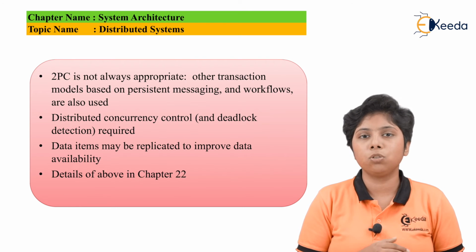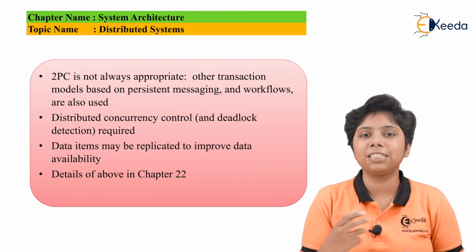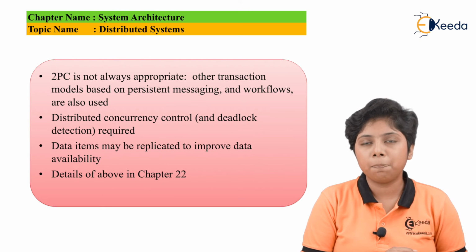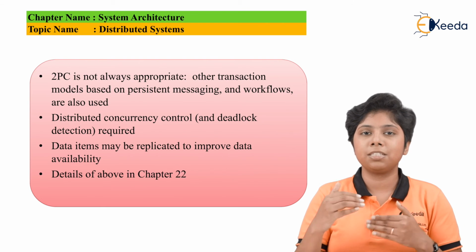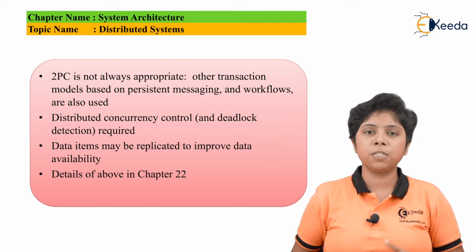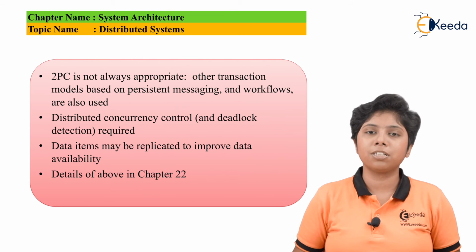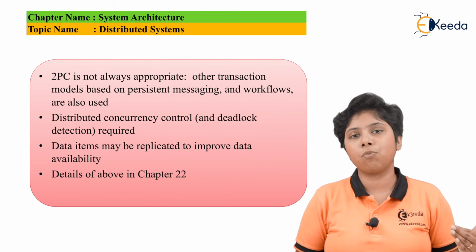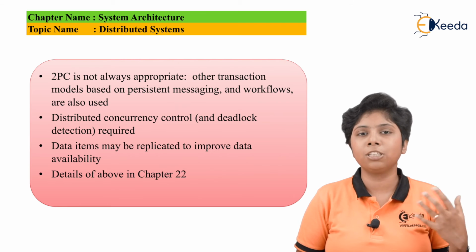So now what we can do, we can stick to the persistent messaging system. The persistent messaging system just divides the transaction into groups so that it can be sent across the network and reach the server or the other sites in order.